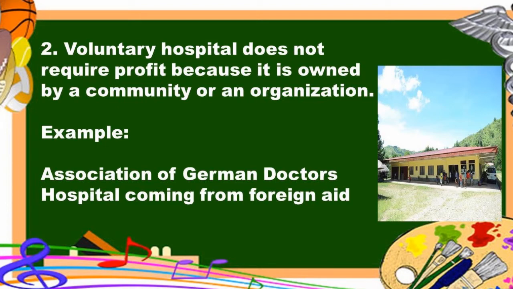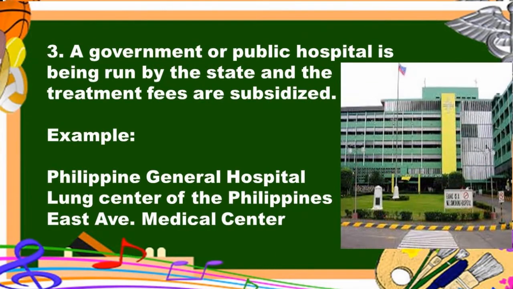Yung mga German doctors, nagbo-voluntary sila na pumunta sa hospital just to help the community. Okay? Para magbigay ng treatment. Okay? Next, hospital coming from foreign aid also is an example of voluntary hospital. Another type of hospital is a government or public hospital. So a government or public hospital is being run by the state and the treatment fees are subsidized.